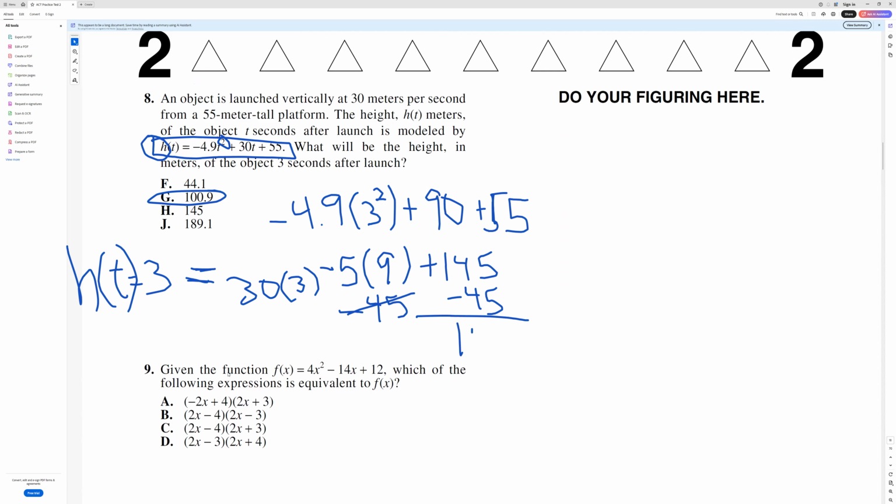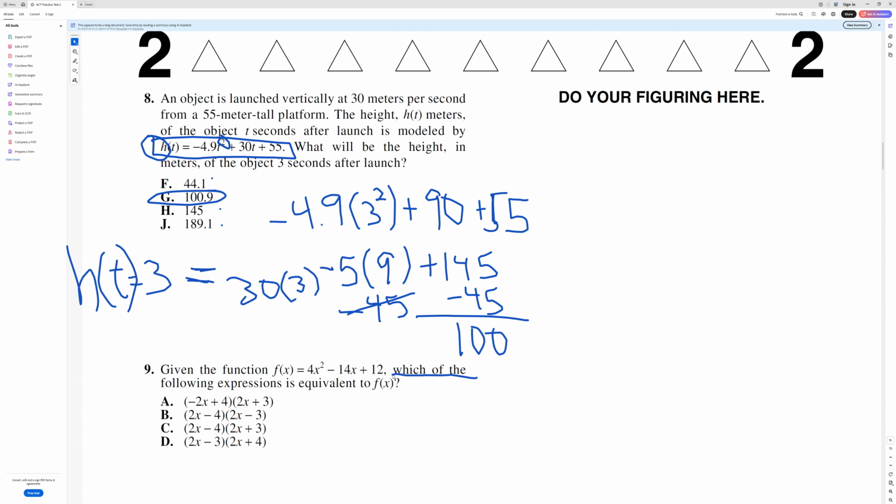I didn't even need to. You have a calculator. I did not even need to be exact because I look at my choices. Always pay attention to the choices. The answer is there. Okay, which of the following expressions is going to be equivalent?